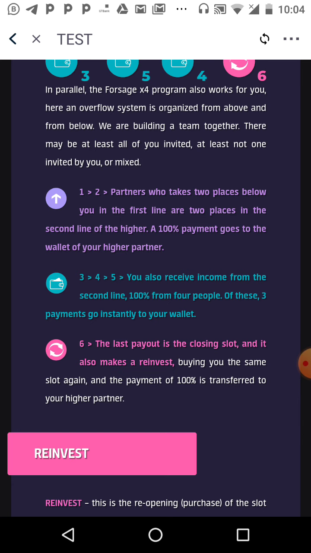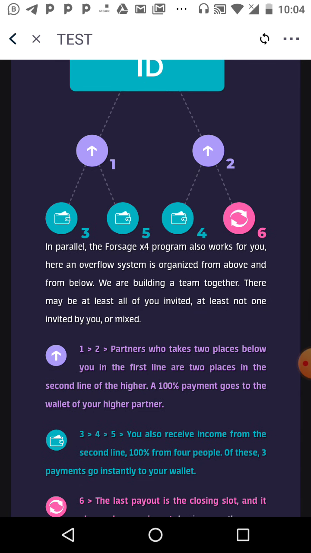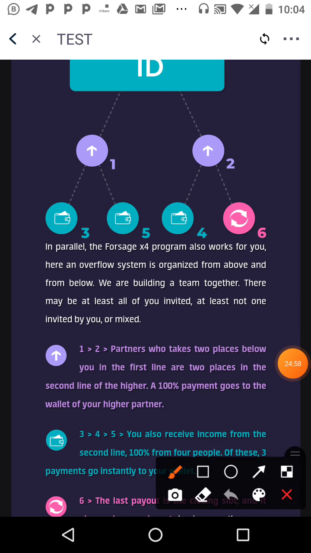The 100% payment goes to the wallet of your higher partner. I said it here already. I said these two go to where? It goes to your partner. It goes to where? Your partner. I mean your upline. Okay?